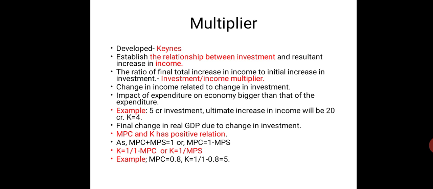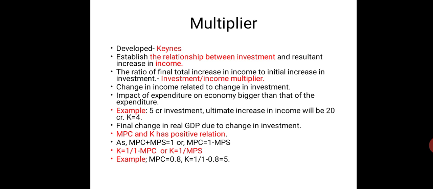So what we are not consuming, we will save. That is why MPS is equal to 1 minus MPC. That is, from the income, whatever is left after consumption is being saved. Just like that, MPC is equal to 1 minus MPS. So this we have already studied, the relationship between MPC and MPS and how it is related to income in the consumption function.